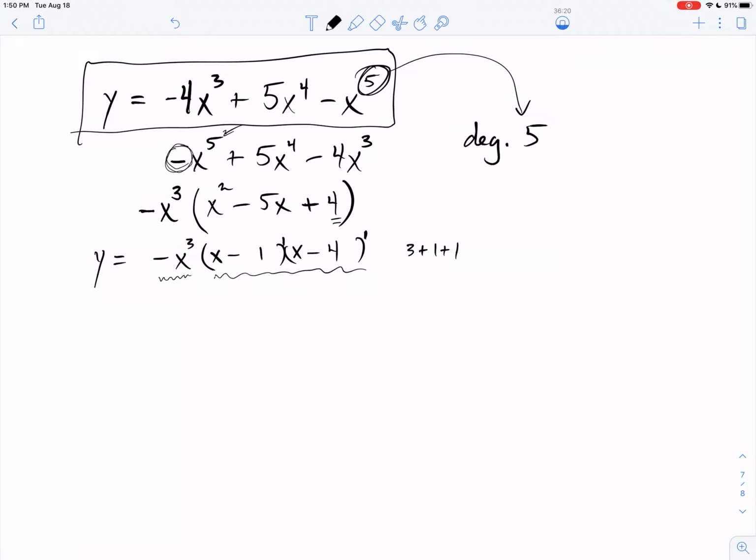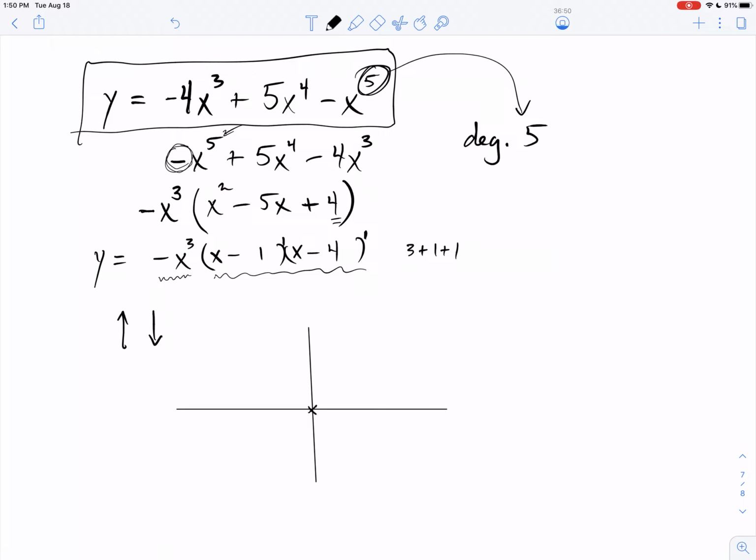Let's sketch this graph. It is a negative degree 5 polynomial. Normally, a degree 5 polynomial will go down on the left, up on the right. But since I've got a negative degree 5 polynomial, when I sketch this graph, it's going to go up on this side, down on that side. Let's draw it.